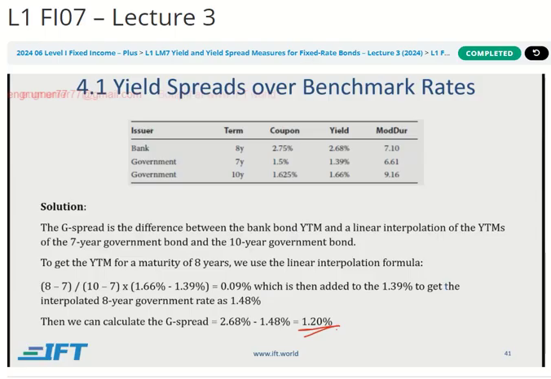And there you have it. So the linear interpolation formula, 8 minus 7 divided by 10 minus 7 multiplied with 1.66 minus 1.39 gives you 0.09. Add that to the 1.39, you get 1.48, and subtract that from your corporate bond or bank bond in this case, and you get your G spread.